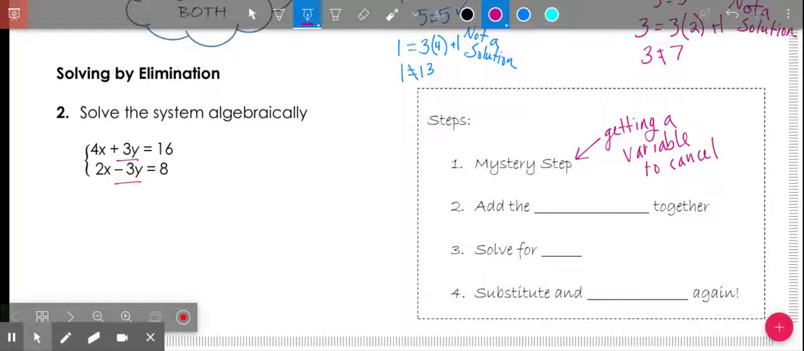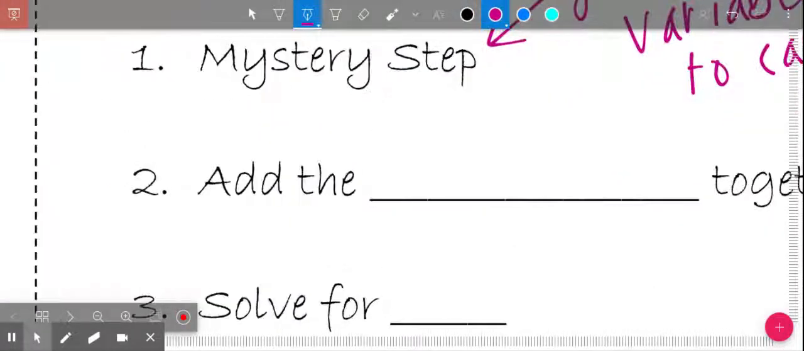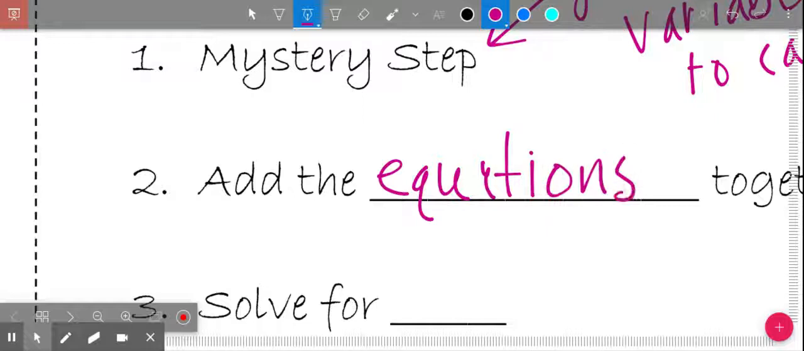So our second step is add the equations together. Now, what do I actually mean by that? Wow, that writing was very messy. Sorry, guys. That's an A right there.